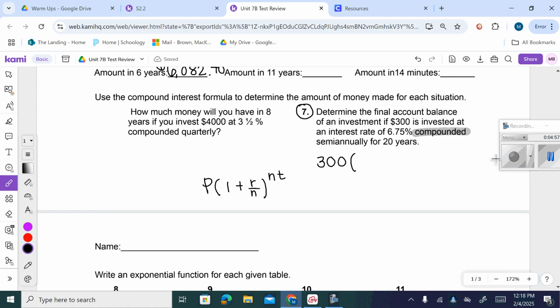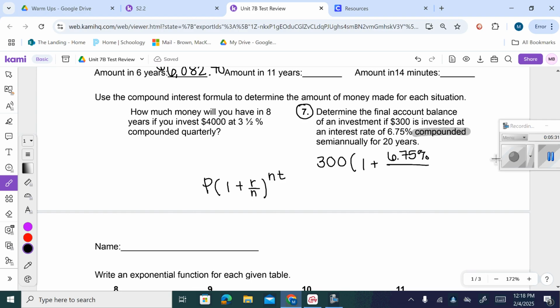Then, why is this 1 plus? Because interest is going to be growth. 1 plus, what does this R stand for? Rate. What's our rate? 6.75 percent. Percent over, here's where you gotta think. What is your N going to be? The number of times it is compounded.